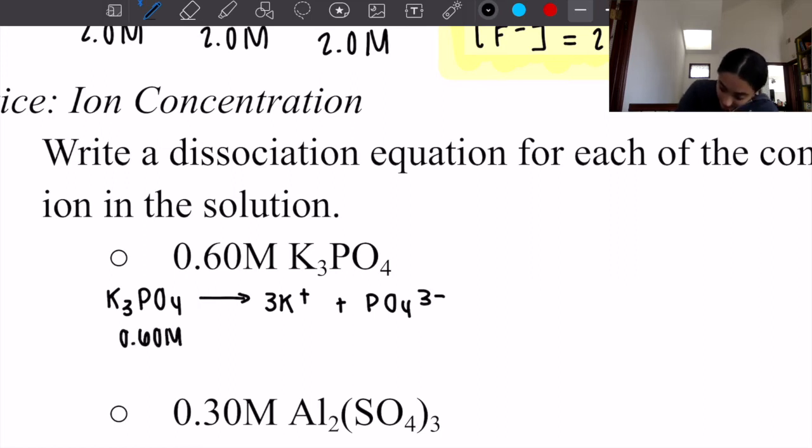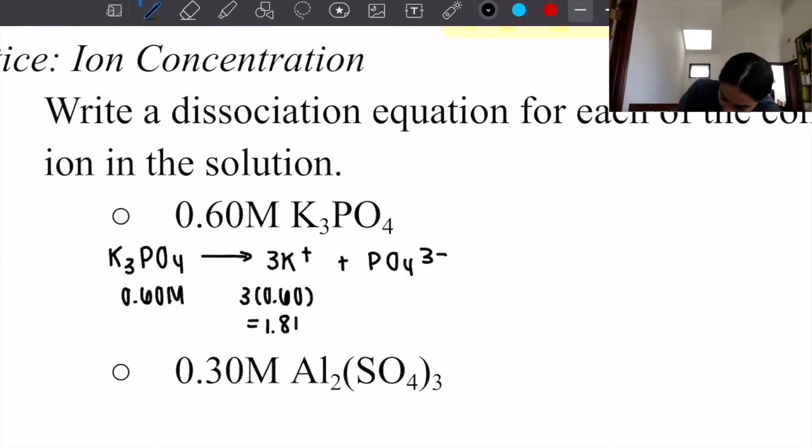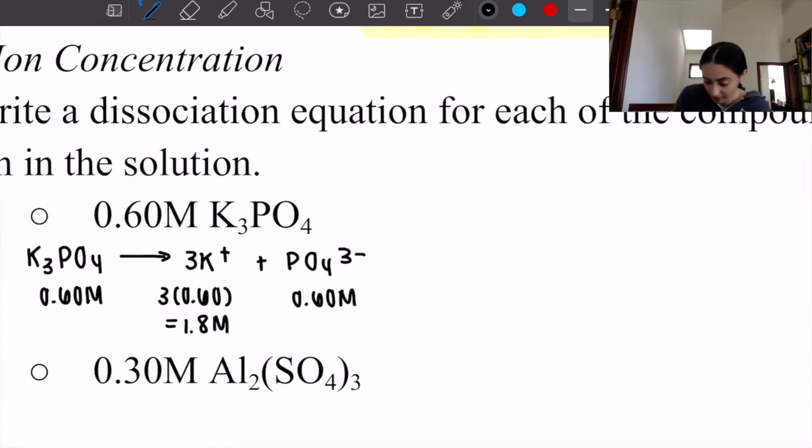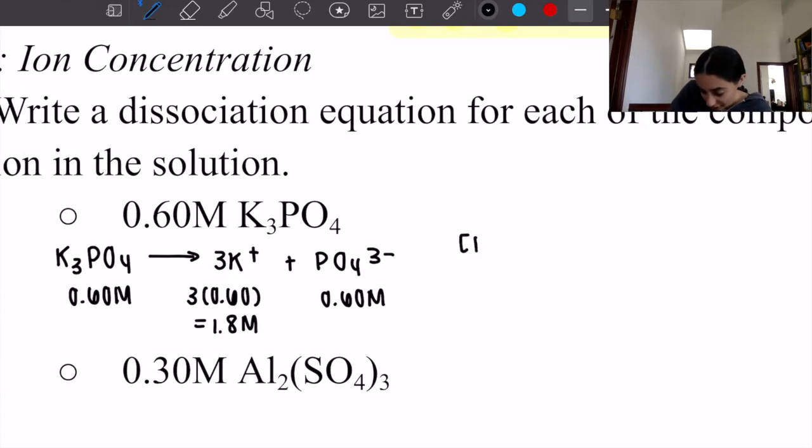And then that means we are going to multiply 0.60 by 3 in order to get the concentration of potassium, which is going to be 1.8 molarity. And then for phosphate, there is pretty much just a 1 as a coefficient. So the concentration of phosphate will also be 0.60 molarity. So I'm just going to officially write my answer. And when you write the concentration of the ion, you do not need to write the coefficient in there.